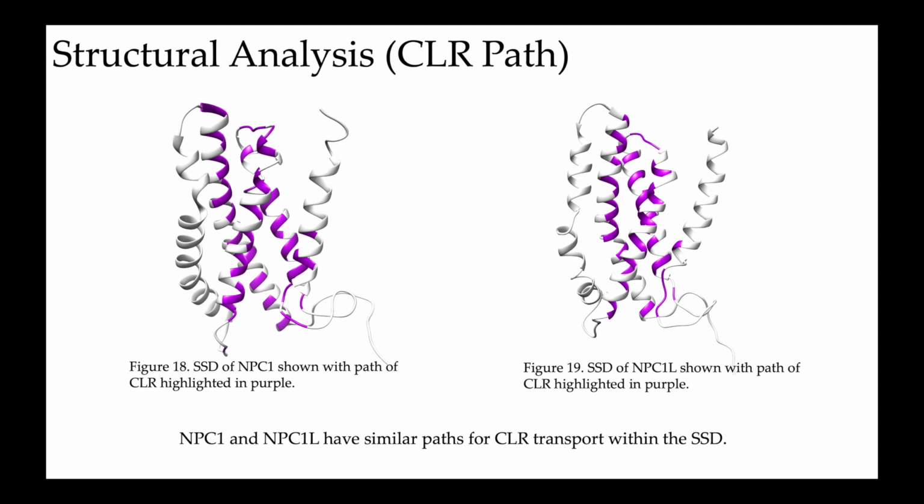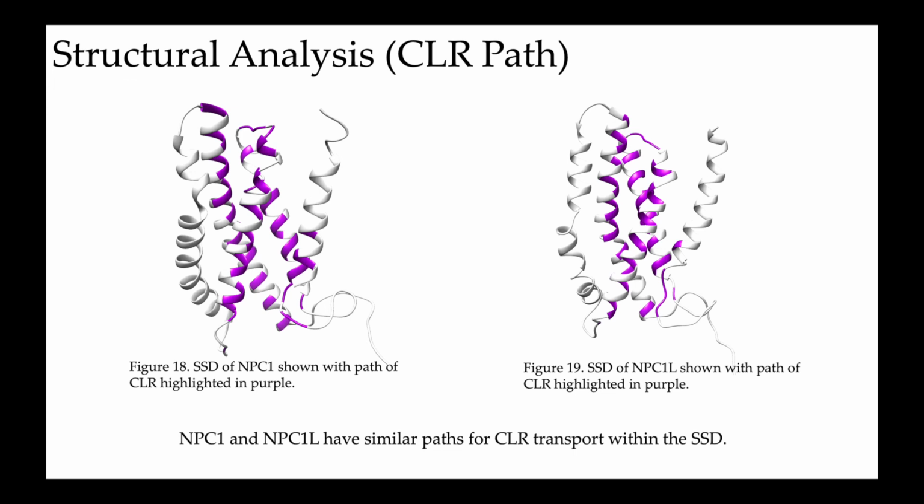So next, we pulled these trajectory or steered molecular dynamics files, and we compared the path that cholesterol took between NPC1 and NPC1-like. We did this by pulling the PDB structures per each frame from the trajectory file and calculating the distance between cholesterol and the surrounding sterol sensing domain residues. If the distance was less than 2 angstroms, we determined that it was interacting with that particular residue. And that's what created these figures here.